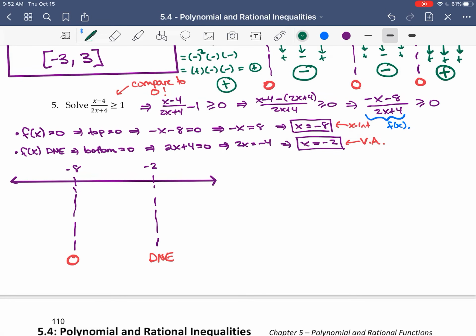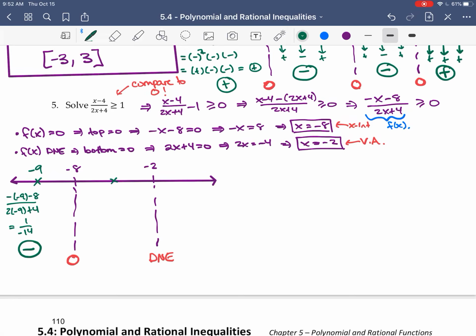And then I want to test a value in the interval. So let's test -9. So -9, I'm going to have -9 minus 8 over 2 times -9 plus 4. So on the top I'm going to have -17, I mean, negative, and on the bottom I have -18 plus 4 is -14. So that's what this equals, but I don't actually care. The only thing I care about is that it's negative.